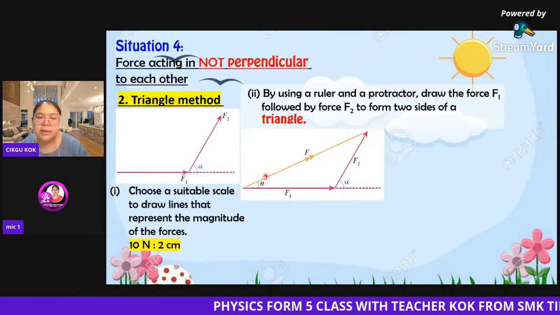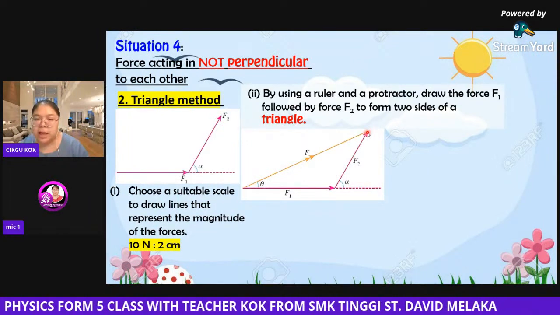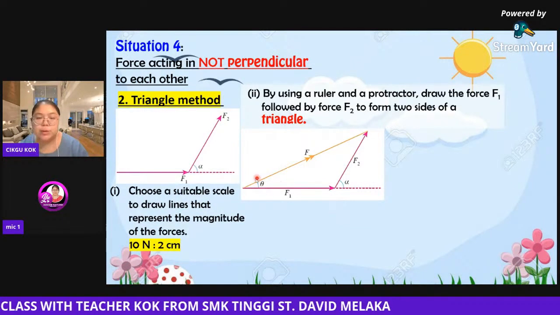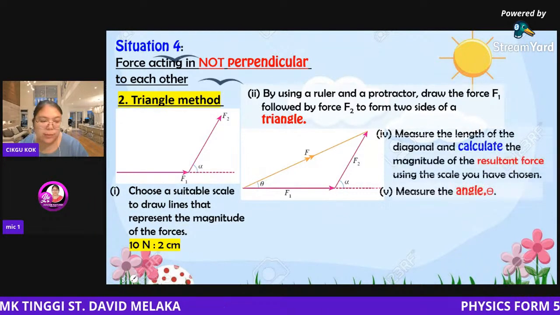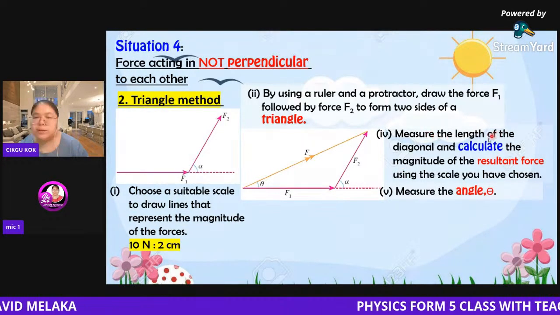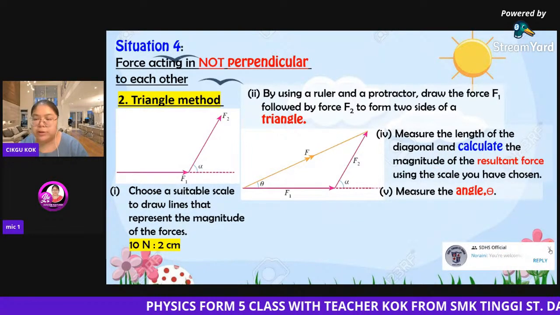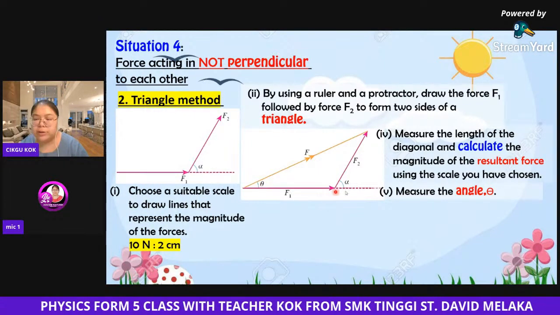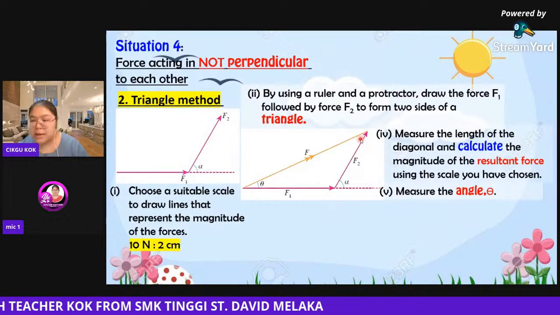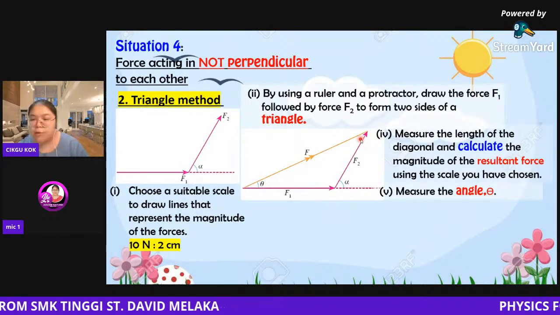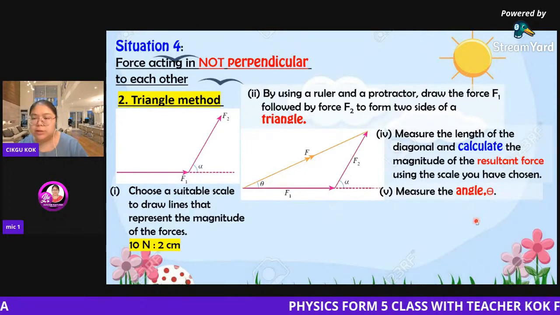So from here, what we need to do is find this F. When you find this F, you must mention the location, so you must mention the data. Okay, now we're going to see the third one. You need to measure the length of the diagonal and calculate the magnitude of the resultant force. So after you draw the F, you need to measure. Same like the parallelogram, because these two methods are drawing, not calculation. After that, use your protractor to measure the angle.